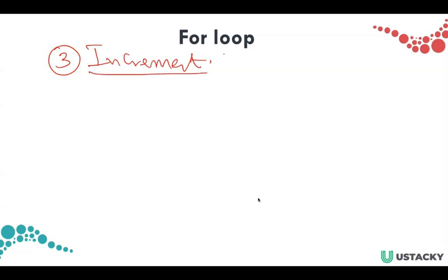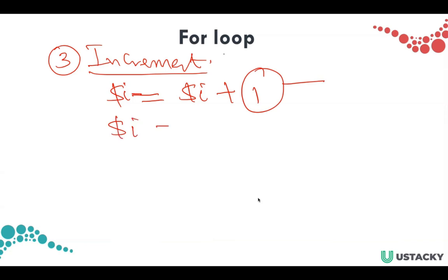This is the increment to the starting point. For example, if you want an increment of 1, your starting point, which is $i, will be the same thing as $i plus 1. This is the increment of 1. For the increment of 2, it will be $i equals $i plus 2. So the third component is basically for increment.